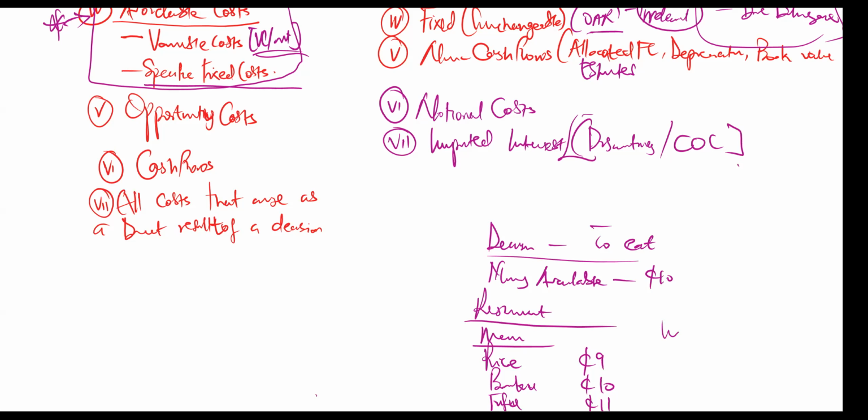Now, my question is, what is the opportunity cost if I decide to choose rice? What is the opportunity cost if I decide to choose rice? No, the opportunity cost will be what?